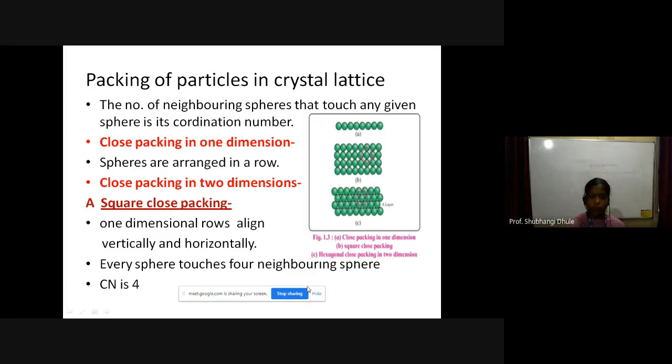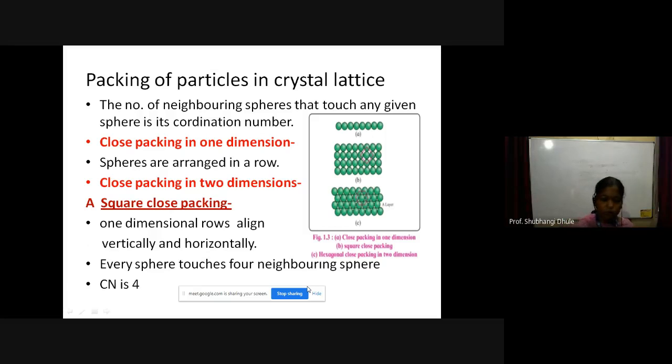Now you know that the crystal structure is made up of a three-dimensional packing or arrangement of the constituent particles. But to understand the three-dimensional arrangement of constituent particles, we must know about the one-dimensional packing and two-dimensional packing of the constituent spheres or particles.